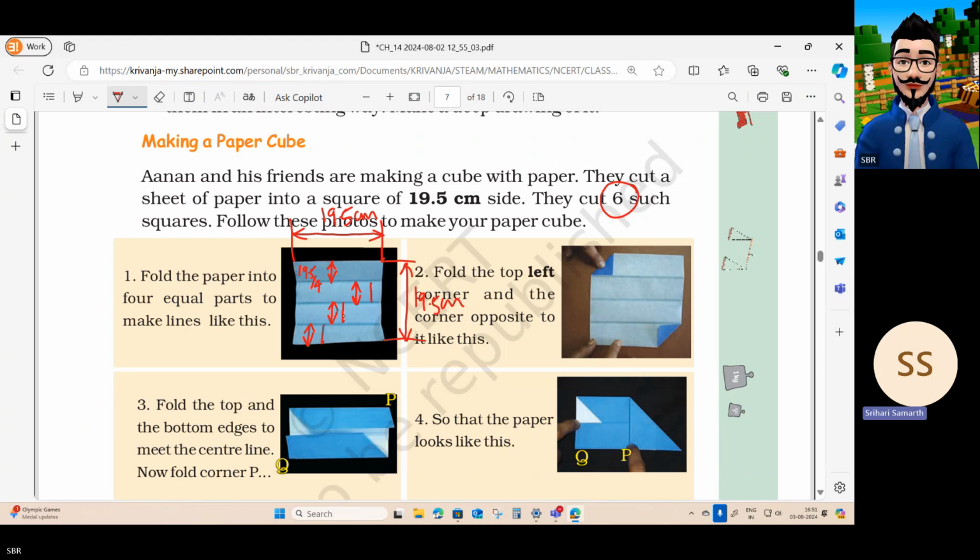Is this a mixed fraction? Yeah, this is definitely a mixed fraction. I'll show you. You want to divide 19.5 into four equal parts. How can I write 19.5? 39 by 2, can I say? Is it correct? 39 by 2?